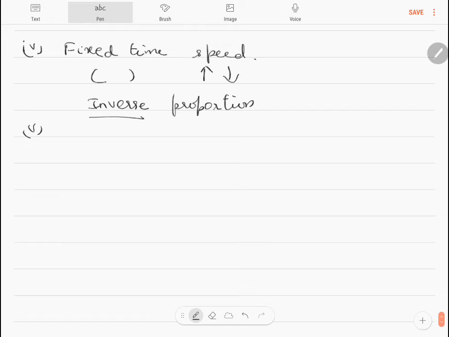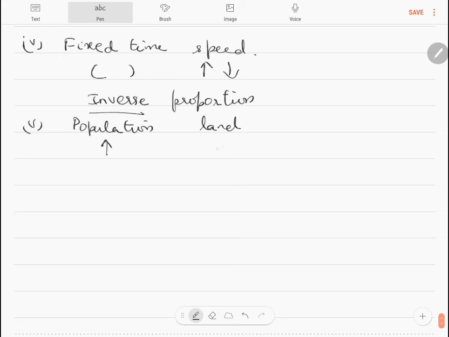Number 5. The population of a country and the area of the land per person. Here, population and the land. When the population increases, the area will decrease, or when the population decreases, the area will increase. So, this is in inverse proportion.